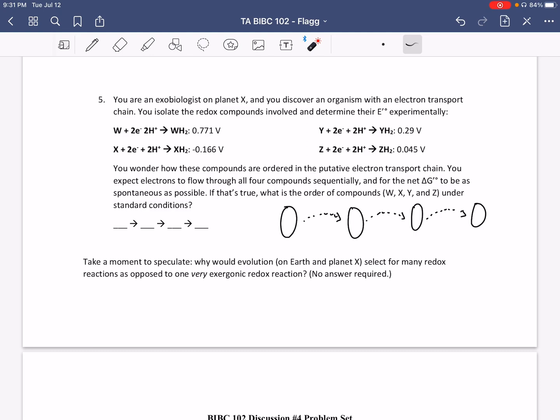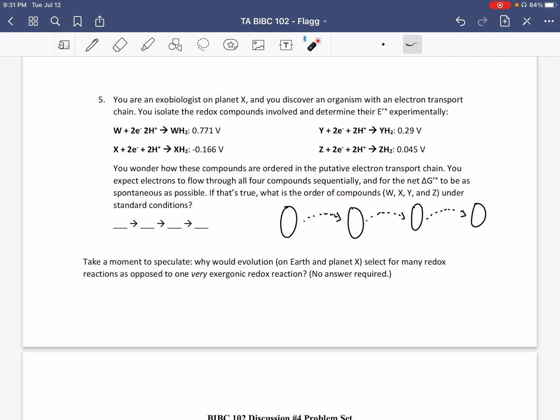For electrons to want to move in this direction, because in the actual electron transport chain, they do, right? They move from complex 1 to complex 4, and then finally to molecular oxygen to form water. How are electrons going to move this way with the least amount of energy being used in that process? They will move this way if the reduction potential of the next compound is higher and more positive than this one.